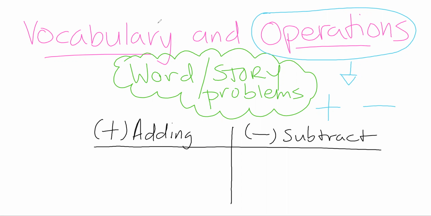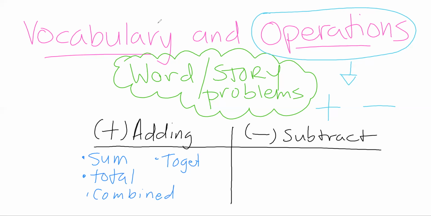This is something you should definitely have in a journal so that you can always go back and build on it. So if we're going to add, one of the first keywords we use a lot is sum, right? Sum means the answer to an addition problem. So what is the sum? We might also think about words like total or combined. These are words that when I see them in a story problem, I know I'm putting things together, so I'm going to be adding. Together would be another one, right? Together or all together, sum, total, combined. These really help us think about adding numbers, okay?